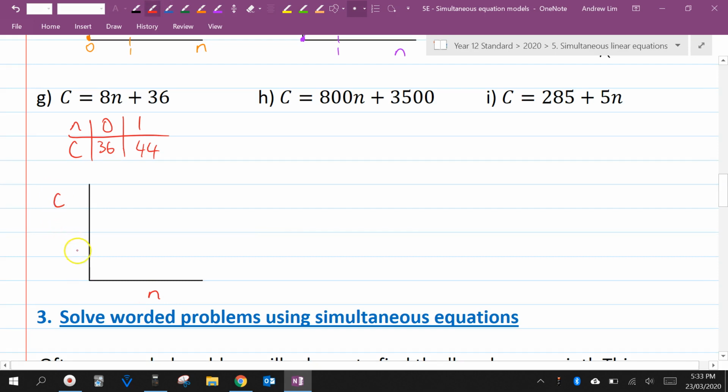C for cost. We have 0, 1. Well, we can have 2, 3, 4. Actually, let's see. Let's go up by 5s. 5, 10, 15. Let's go up by 10. 10, 20, 30, 40, and 50. So 0, 36 is about here, and 144 is about there. Okay, when you're actually graphing this, try and be as accurate as you can. Alright, pause the video, have a go with question H and I yourselves.